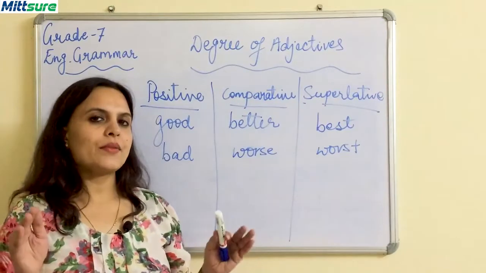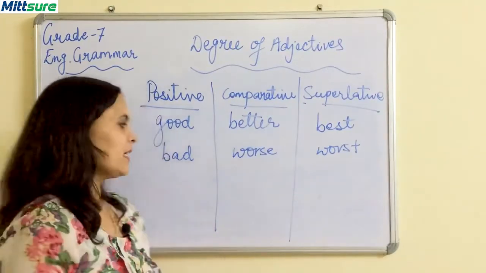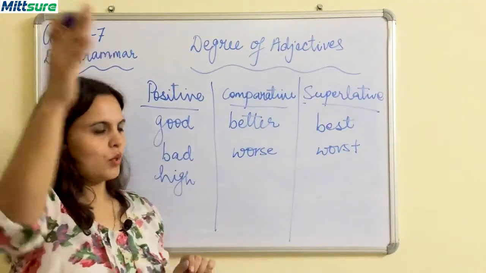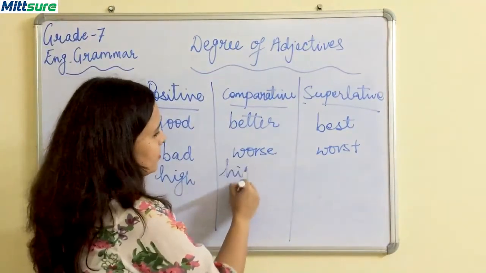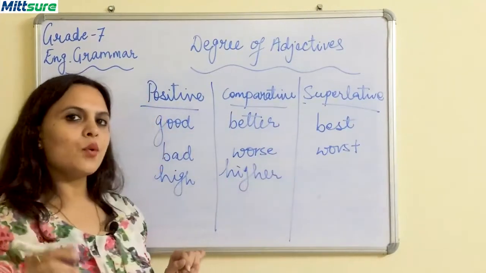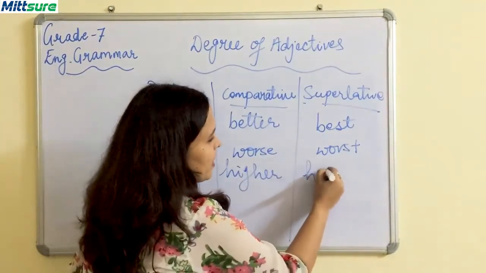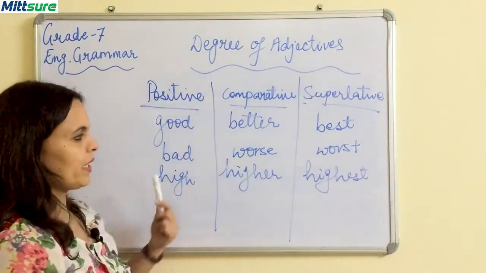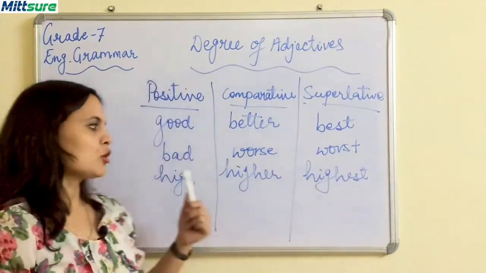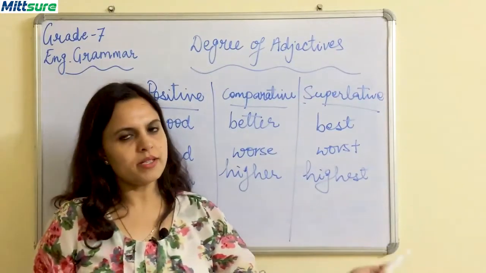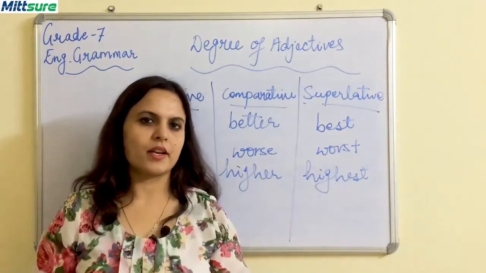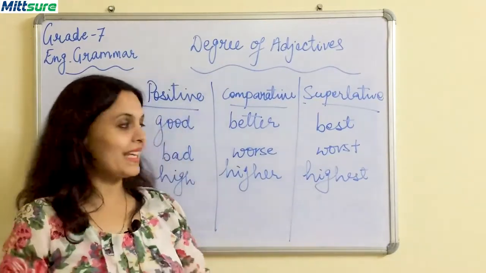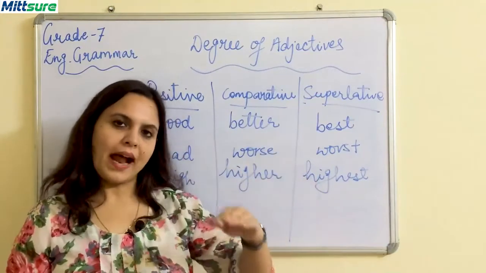There are words where we actually add er and est, like high. Okay, high. What will be the comparative degree? Higher. And what will be the superlative degree? Highest. Right? Similarly, big, bigger, biggest. Small, smaller, smallest.